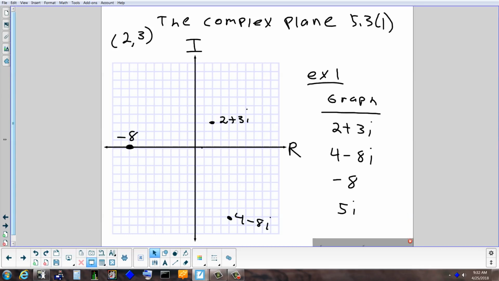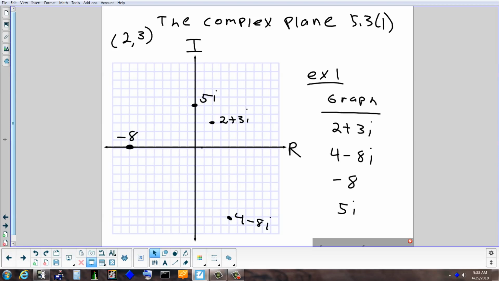And let's try 5i. How about Jordan? How would I graph 5i? Well, it would be on 0 on the x-axis. Yep. You can think of it as 0 plus 5i, so you're not going to go left and right at all. Then go up 5. Up 5. Yep. Good. So 5i.